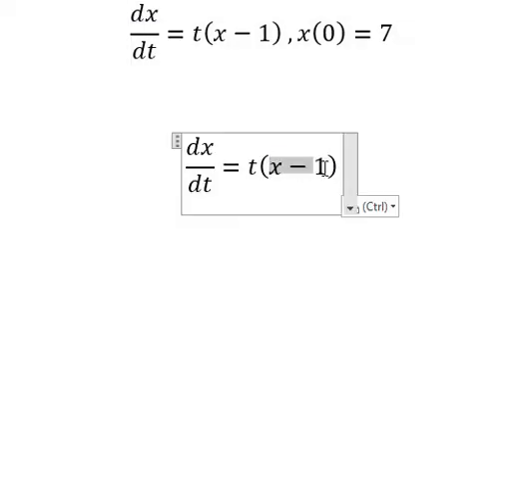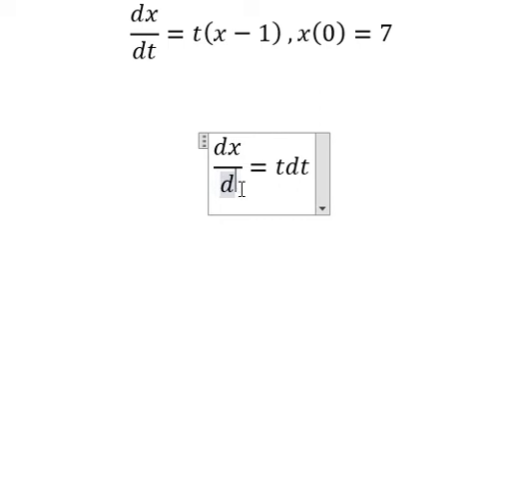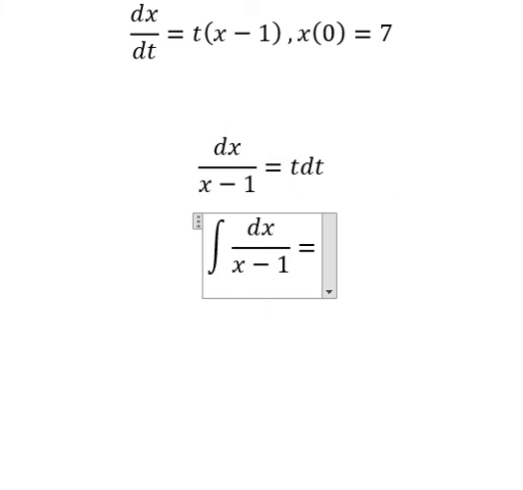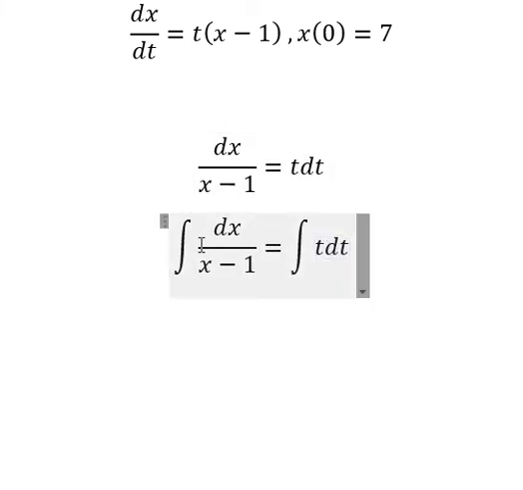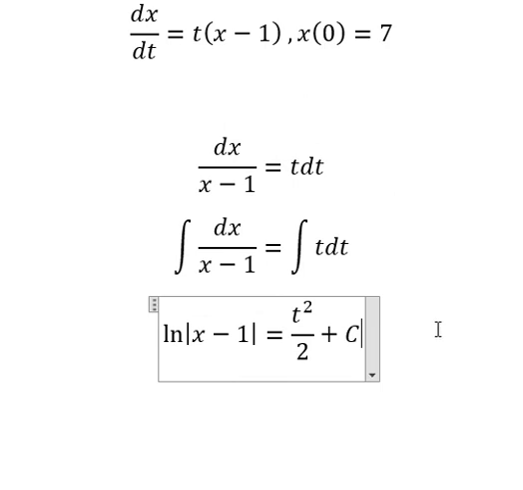So we put s minus 1 to the left, dt will go to the right. Next, we need to put the integration for both sides. The integral of this one, we have ln of the absolute value of s minus 1. The integral of t, we have t squared over 2, and we put plus c.